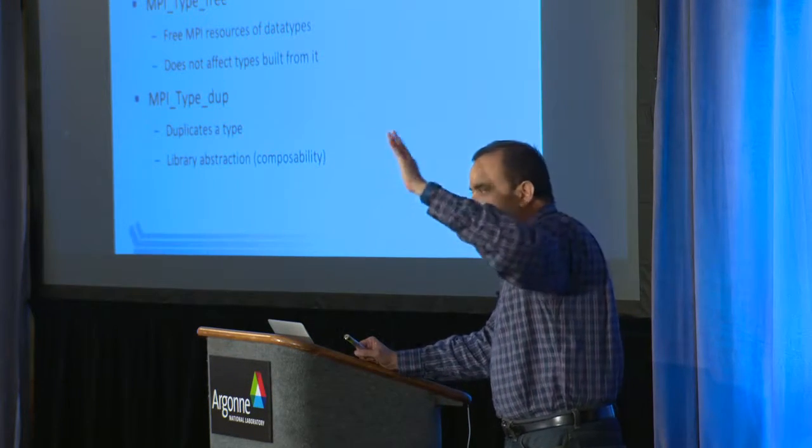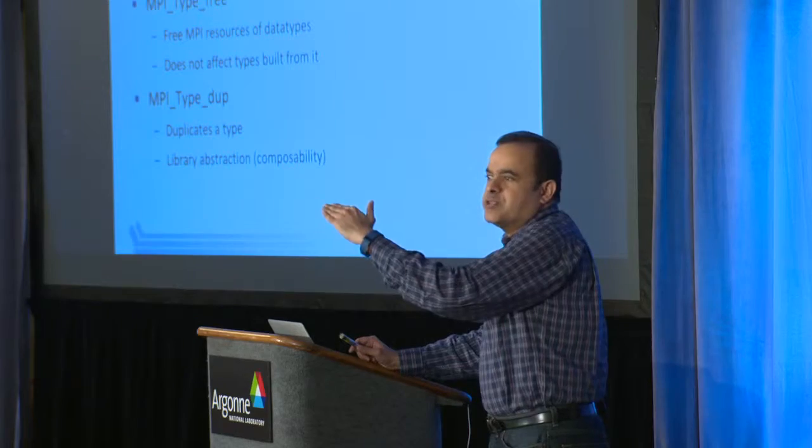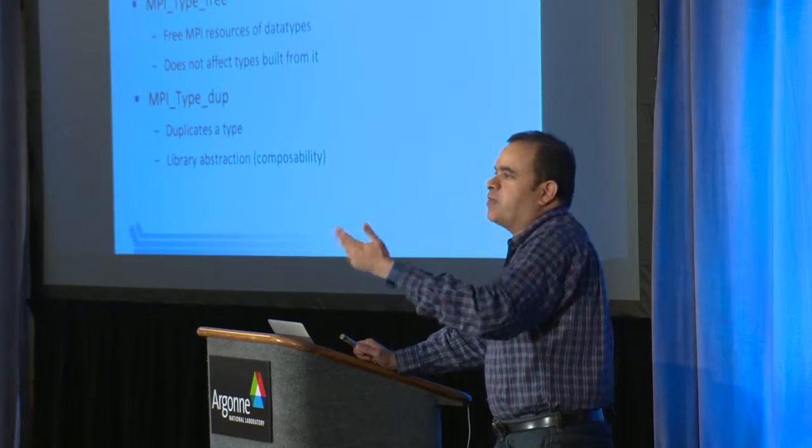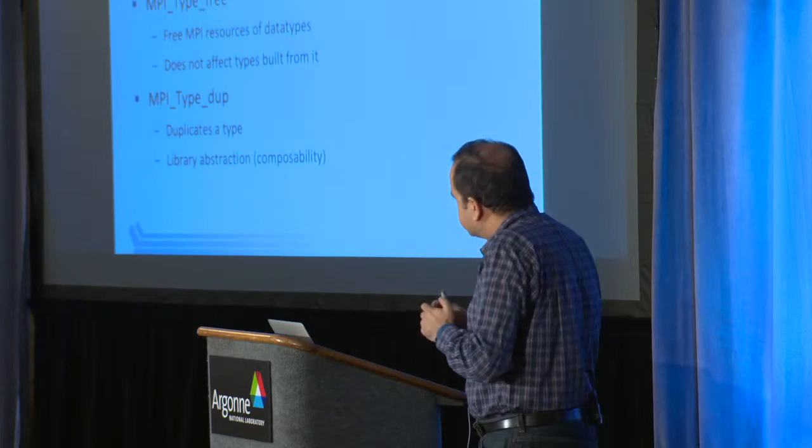So whenever you're done creating your types, you call commit. Commit can be a relatively expensive operation, because that's where the MPI implementation might try to examine what this data type is and what it should do. And when you're done with your communication, that is whatever send or receive you needed to do with that data type, you should free the data type, MPI type free. What it does is, whatever internal memory MPI had allocated gets freed up at that stage.